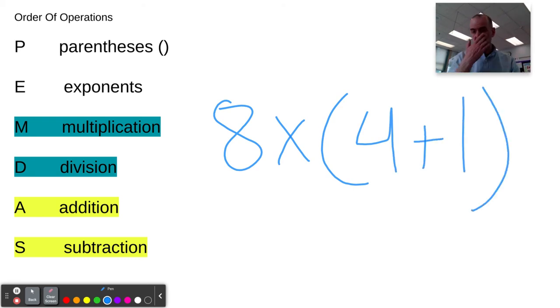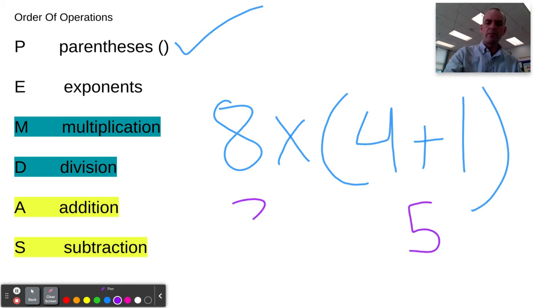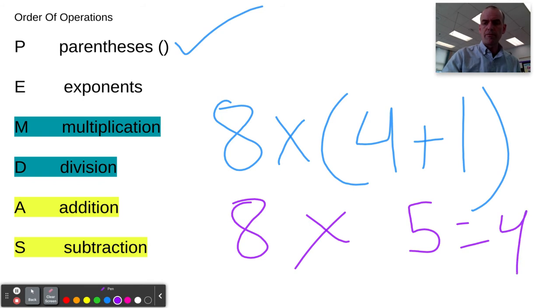8 times (4 plus 1). Okay, now you might want to do multiplication first because multiplication comes before addition. But again, there's parentheses. So we have to do parentheses first. All right, so we'll do 4 plus 1 first, which is 5. Then we can do 8 times 5, and we get 40. Okay, let's keep looking at different ones.